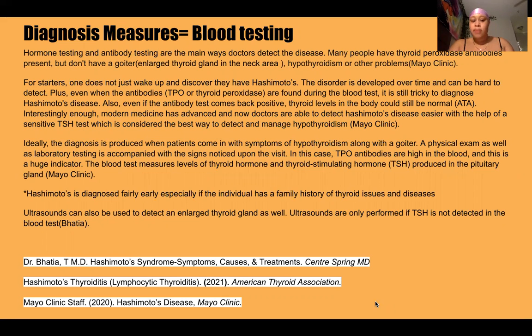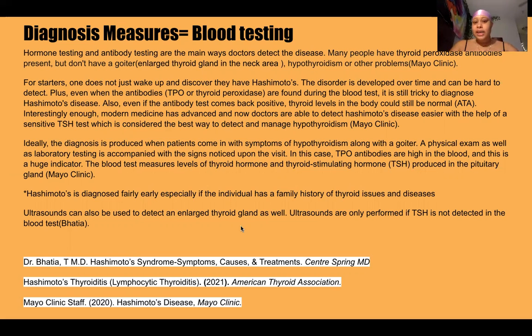That's why they moved towards the antibody test, which specifically looks for TPO, or peroxidase, I think that's how you say it, and that can be found in the blood test as well. Ideally, the diagnosis is produced when patients come in with symptoms of hypothyroidism along with a goiter. That's the big thing on your neck that they talk about in Tangled. I wish I had an example of that, but you can't see it.